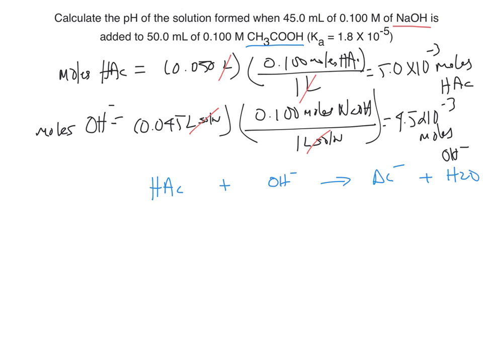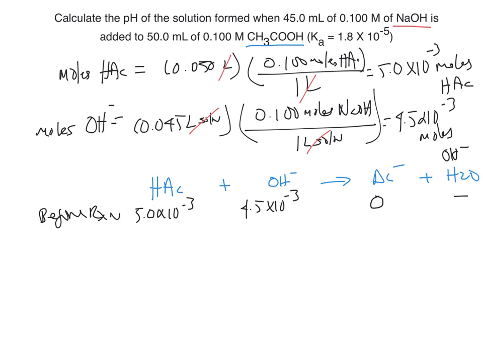So before the reaction, how many moles of the acetic acid do we have? We have 5.0 times 10 to the minus 3. Of OH, we have 4.5 times 10 to the minus 3. From the acetate, we don't have any, and water is constant.